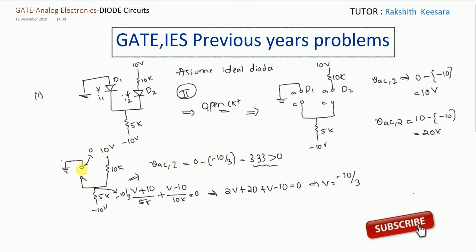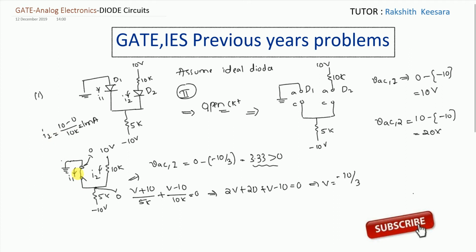So we should turn on this diode also. I am turning it on. If I turn on this diode, what will this voltage become? It is directly connected to ground. So this voltage will become 0. So this voltage is 0 now. So if this voltage is 0, he is asking us to find the current I1 and current I2. So what is the current I2? (10 minus 0) by 10k. That is 1 milliampere.